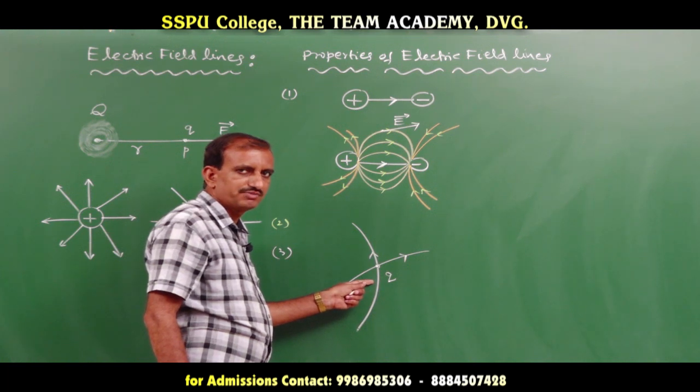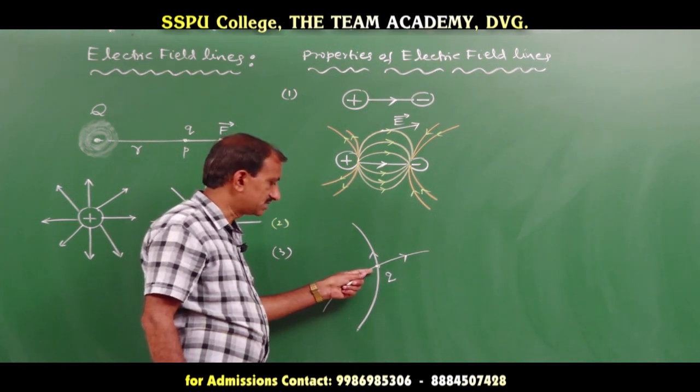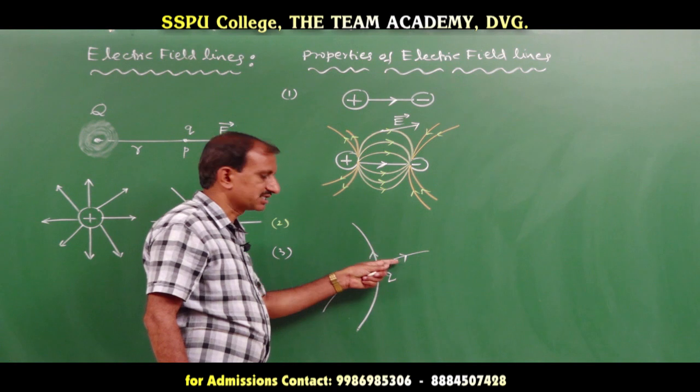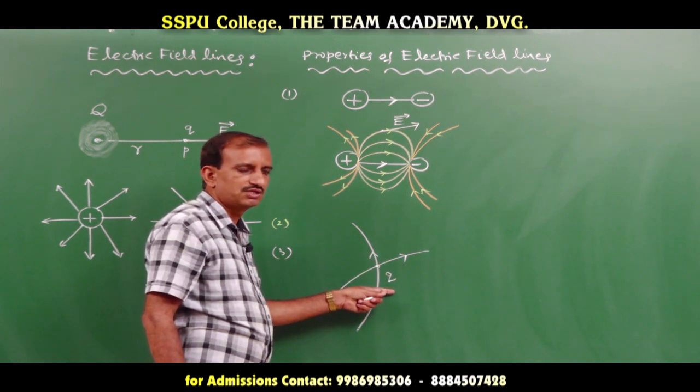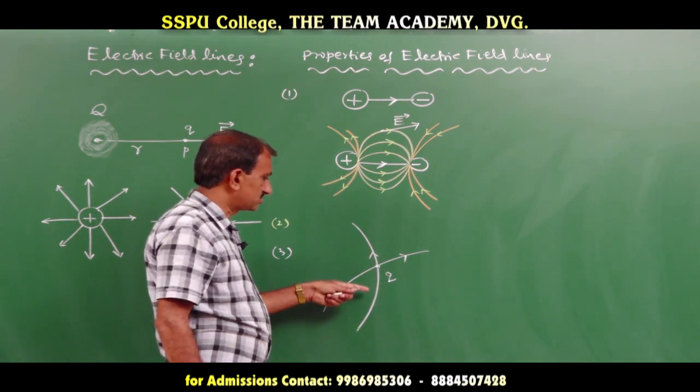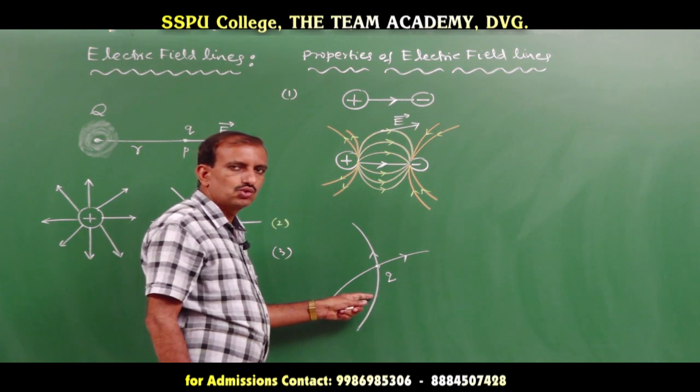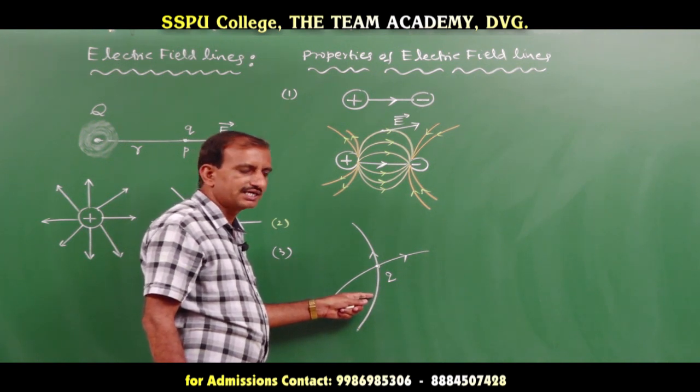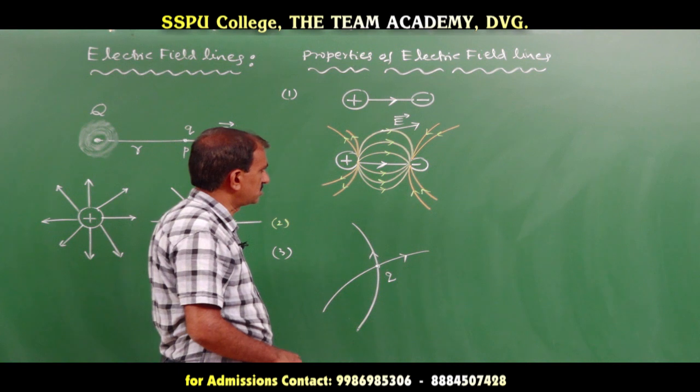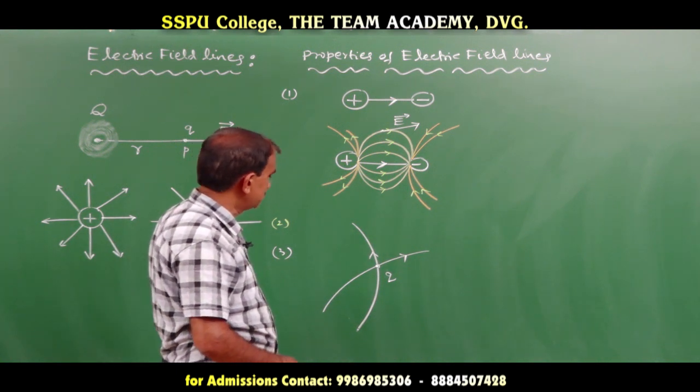It is impossible to move a charged particle along two directions simultaneously. Therefore, no two electric field lines intersect each other. Okay, see the next property.